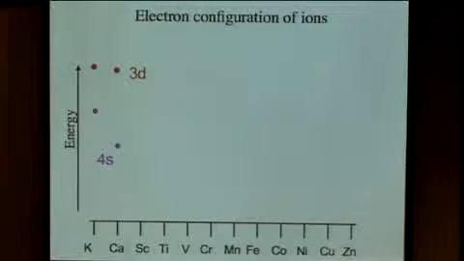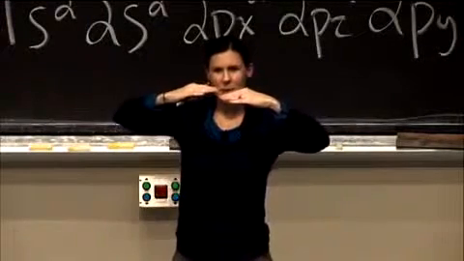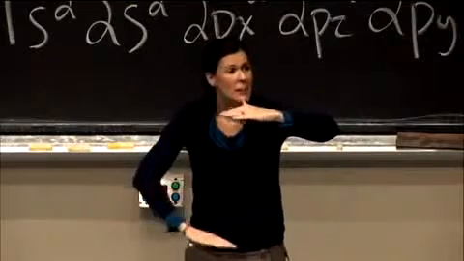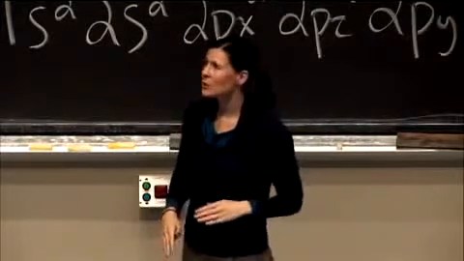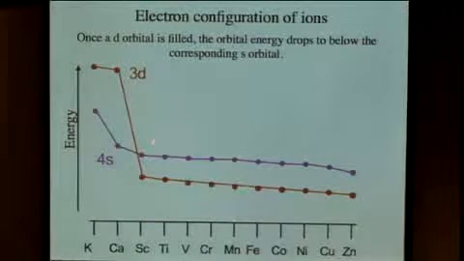But what happens is that once a d orbital is filled, I said the two are very close in energy, and once a d orbital is filled, it actually drops to become lower in energy than the 4s orbital. So we fill the 4s first, but once we fill in the d orbital, now that's going to be lower in energy.